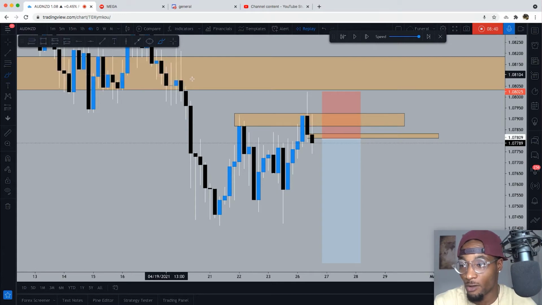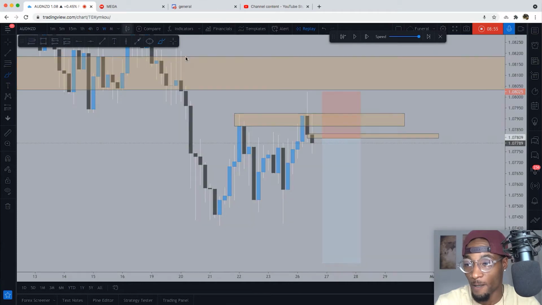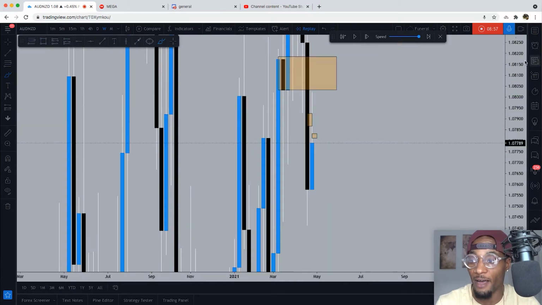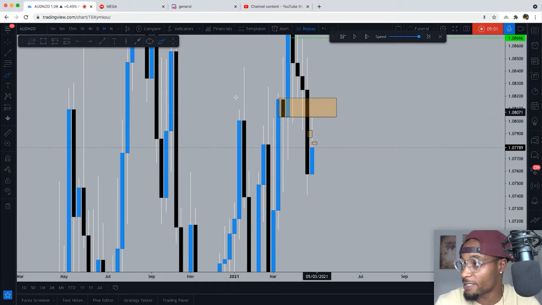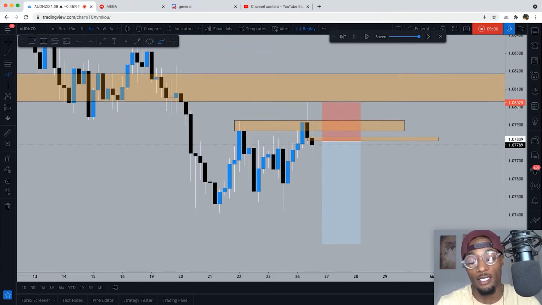This is our resistance on the weekly time frame. As long as price is below this weekly resistance, I'm still bearish on my bias. As long as price is below this resistance level, we zoom back out on the weekly. This is the level we had identified, this area here. As long as this is still holding, as long as price is below this area, I'm bearish on this. Now I just have to find an entry.